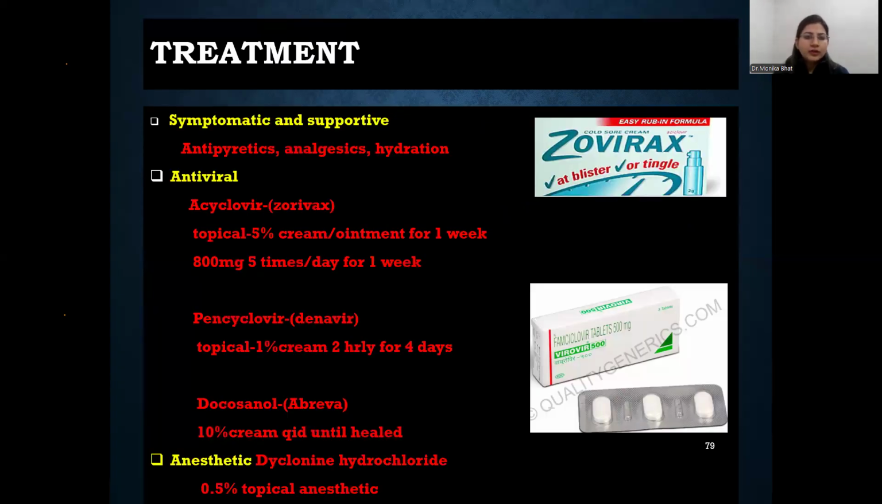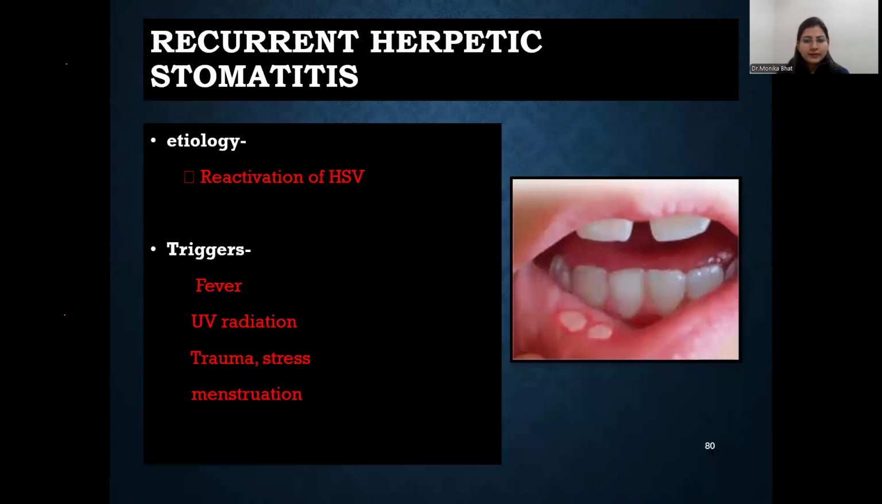So the line of treatment for the herpetic gingivostomatitis is again the symptomatic and the supportive. Start with the systemic and the supportive treatment, that is the antipyretics to control the fever, analgesics and the hydration. Then the antivirals, acyclovir, comes with the name Zovirax, topical 5% cream, or the Acivate cream. There are different antivirals also available in the market. Then we have the anesthetic drugs as topical anesthetic.